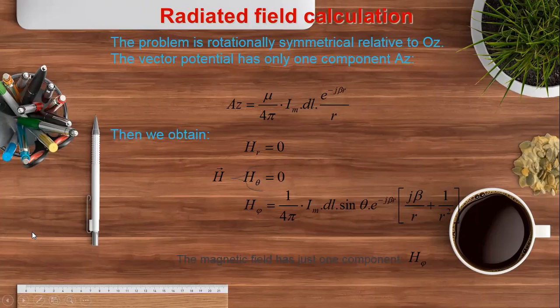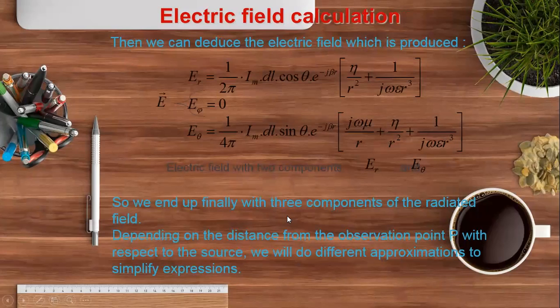If a circular form of radiation is going on, here will be the 0, 0. Here will be 1 by 4 pi into Im into dl sine of theta e raised to the exponential form, mentioned here with respect to the current. So in this way, the electric field and magnetic field calculation can be done whether we are using the Cartesian, the cylindrical or the spherical coordinate system.